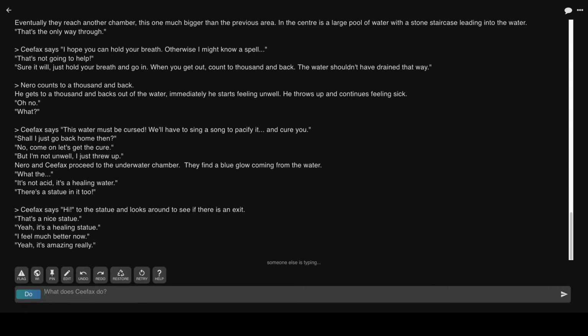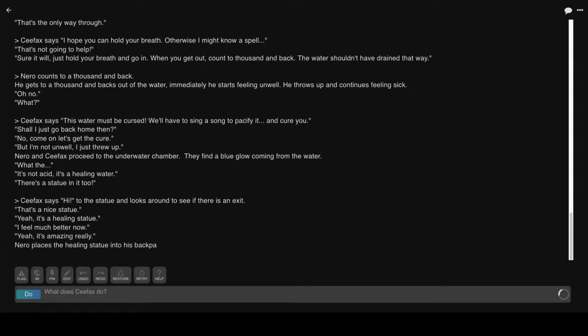It does. So Nero places the healing statue into his backpack and proceeds to the staff chamber. We're going to the end game now. Here we go. Oh, the AI doesn't know what to say. Oh dear. Can you add a story element? Or do you have any way of adding to it?